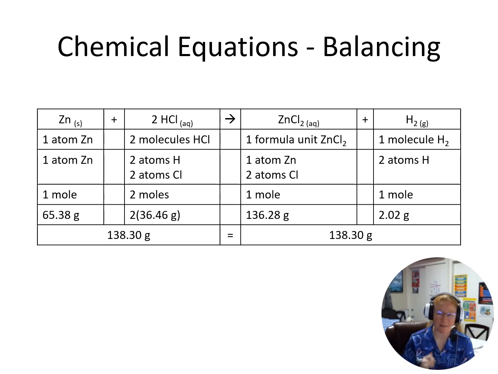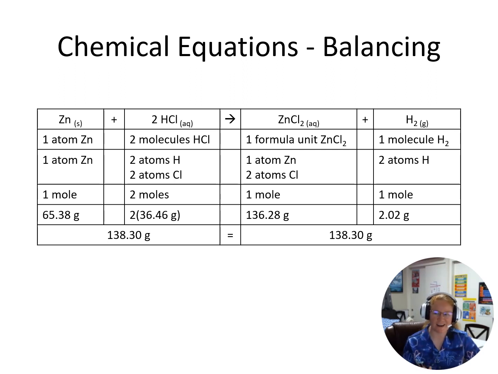Now, if I were to look at the masses of all of these, a zinc atom and 2 molecules of hydrochloric acid have a mass of 138.30 grams if I have 1 mole of each substance. Now, I have 2 moles of the hydrochloric acid because of the coefficient in front of it. And on the product side, I have 1 mole of each substance. I have 1 mole of zinc chloride and 1 mole of hydrogen gas.